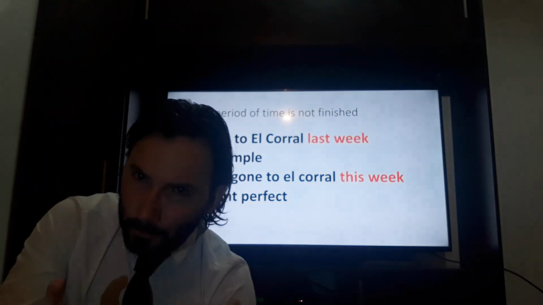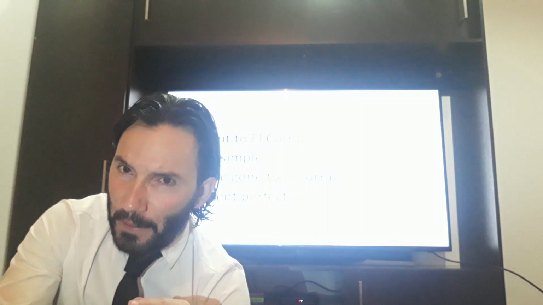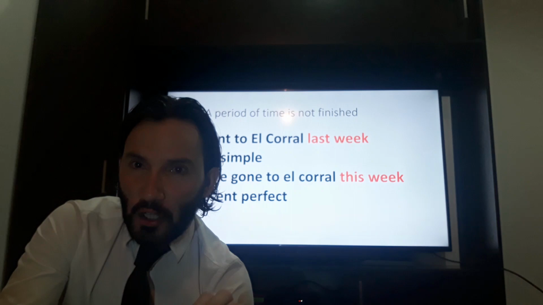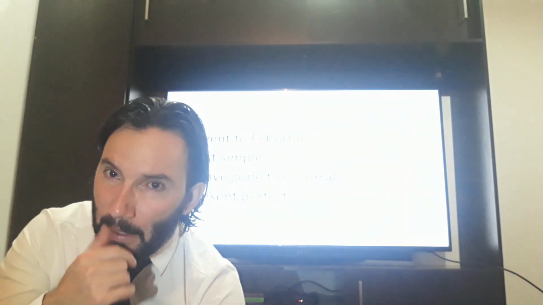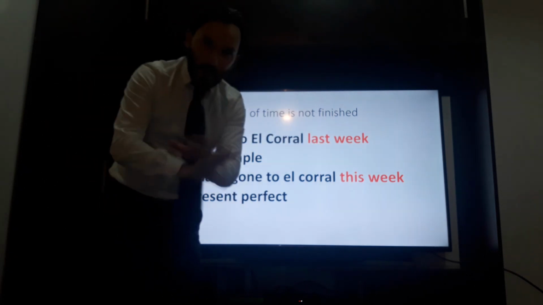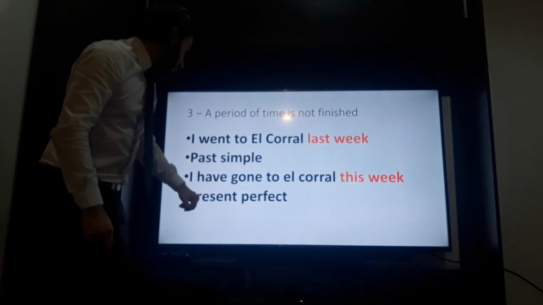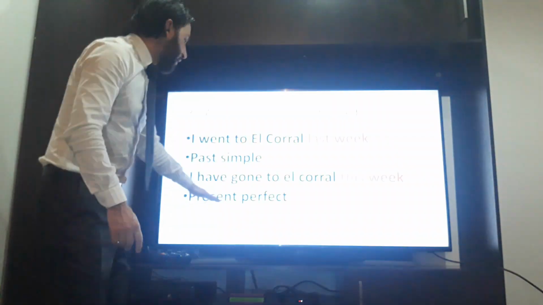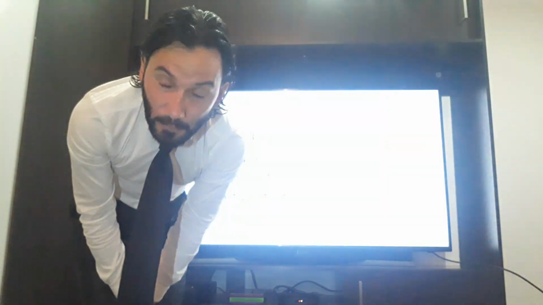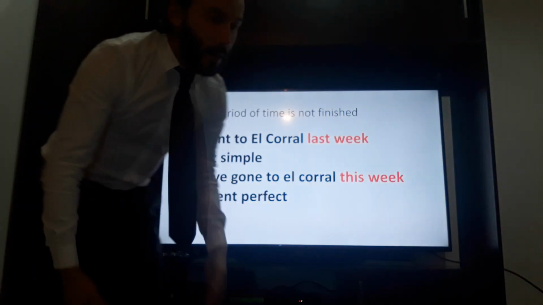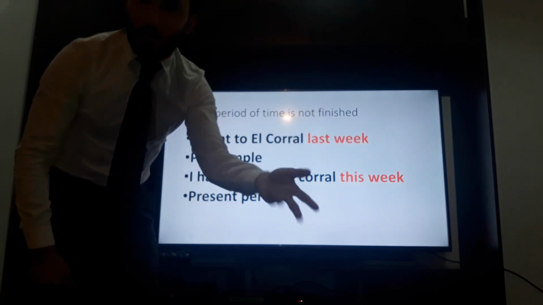So again, when we talk about a period of time that is not finished, that the action is taking place in that period of time, we use present perfect. Okay? Let's repeat. I went to El Corral last week. Last week is finished. Ergo is past simple. I have gone to El Corral this week. This week is not finished. Ergo is present perfect. And why is that? Because since the period of time is not finished, we have the opportunity to repeat that action again, right? Maybe I go to El Corral tomorrow. Maybe I'll go to El Corral in 2 days.